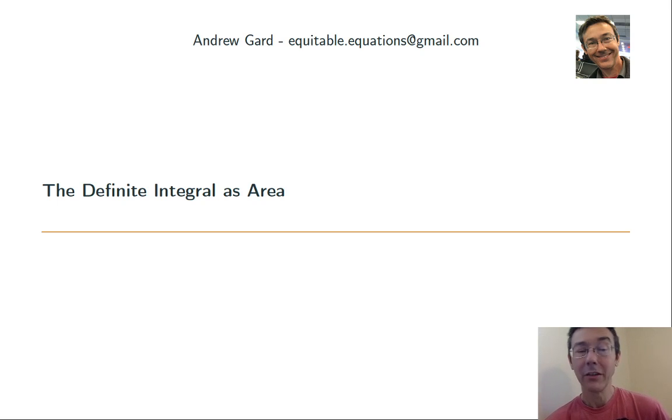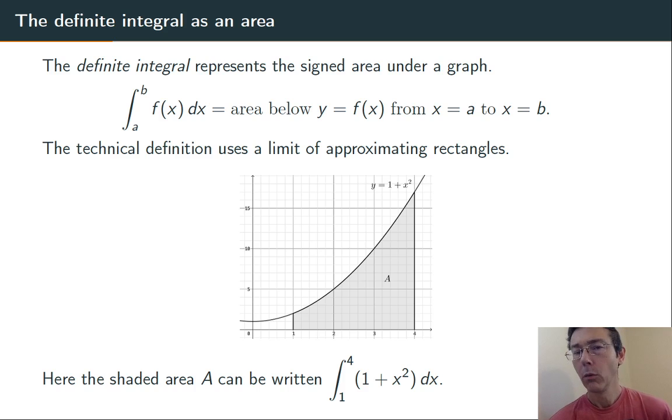Hey everybody. Today we're talking about definite integrals and areas. So when you see the notation integral from a to b f of x dx, your first intuition should be that it means the area underneath the graph y equals f of x between x equals a and x equals b.